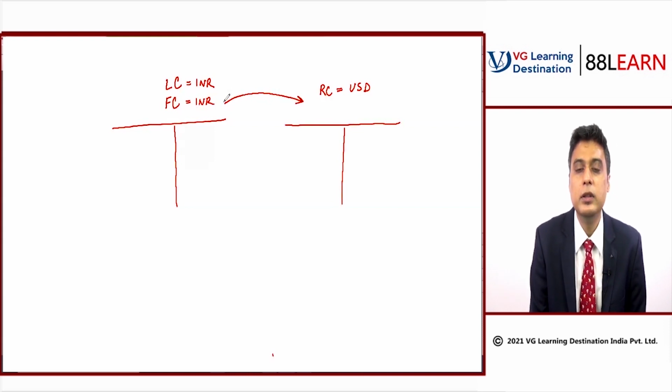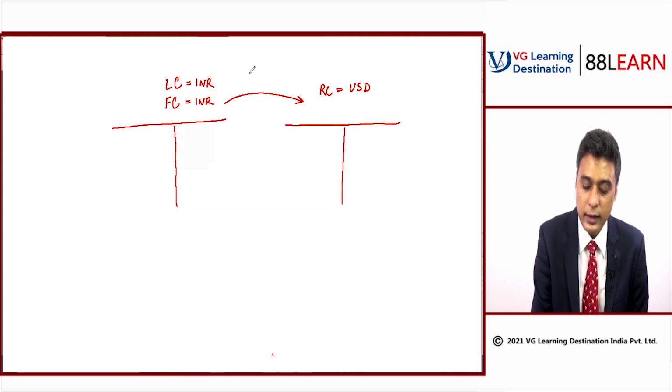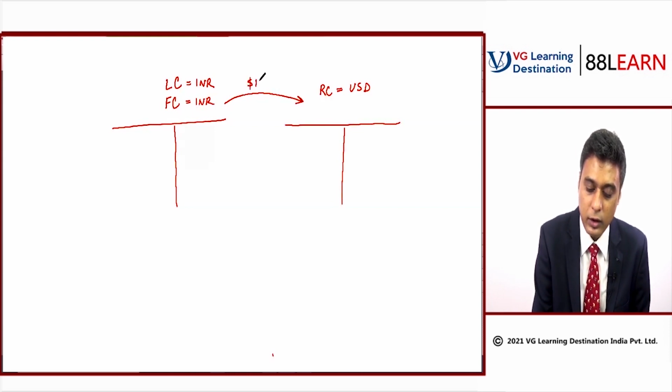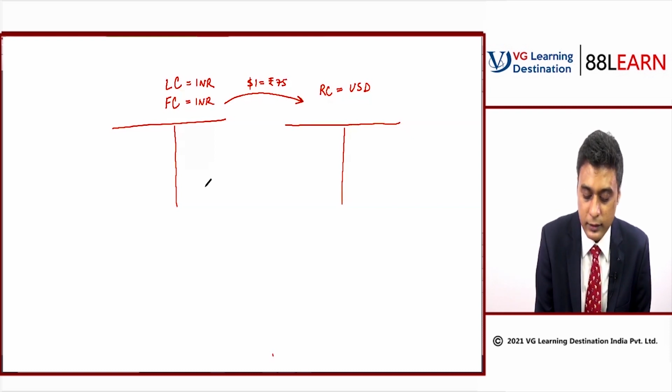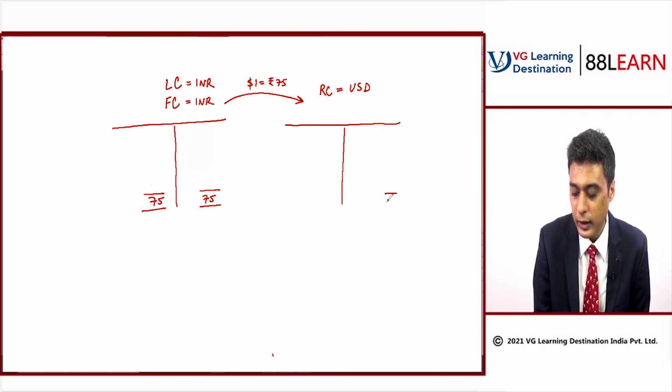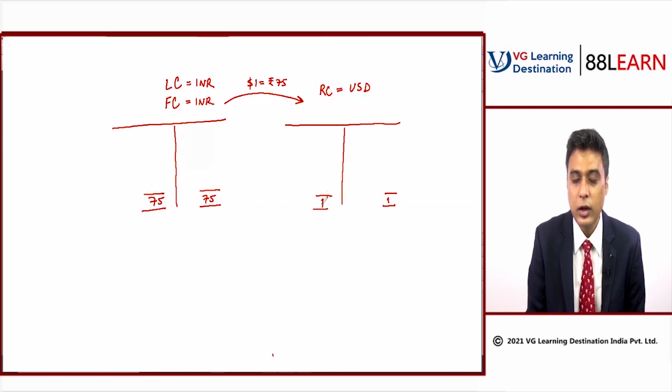Because it is not a simple multiplication. We are not saying that if $1 equals, let's say, 75, just for the sake of this example, if $1 equals 75 rupees, that does not mean that if this is a 75 rupees balance sheet, it will get converted to a $1 balance sheet. It is not a simple multiplication or a division, because different items are going to be converted at different rates, right?